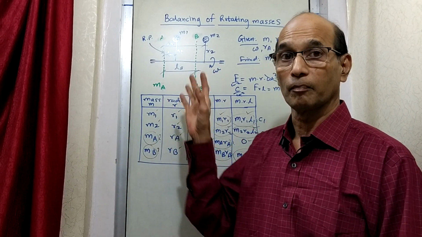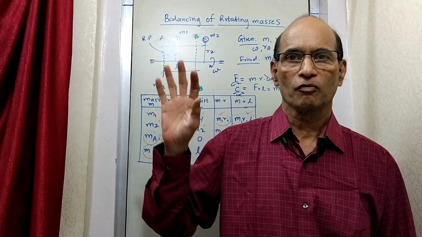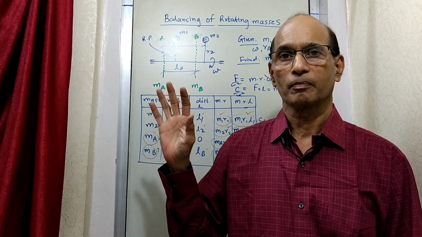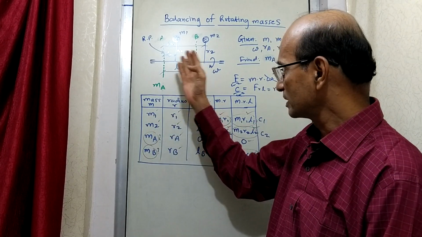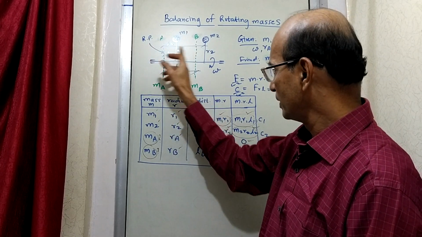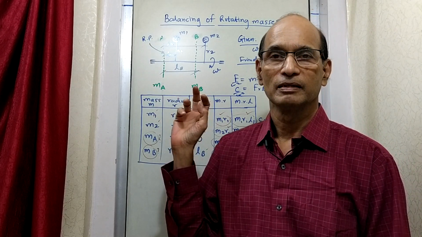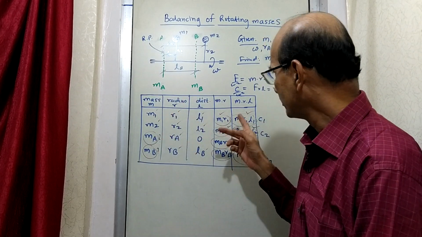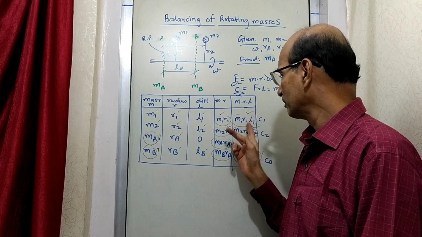We have brought all the couples in the reference plane. So in the reference plane there were a certain number of forces and a certain number of couples. Now something similar we are doing here. We have measured the distances, calling this a reference plane, and then this M R L, M into R into L, is like finding out the couple.